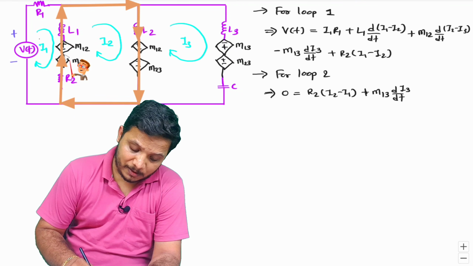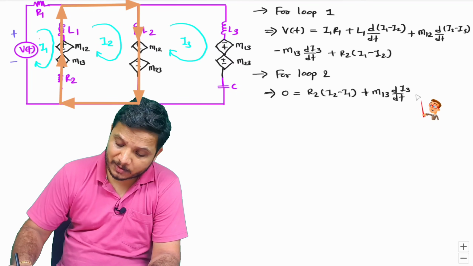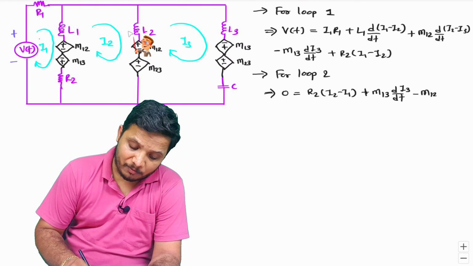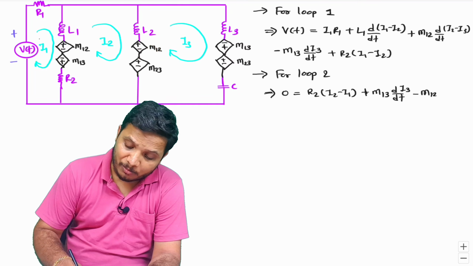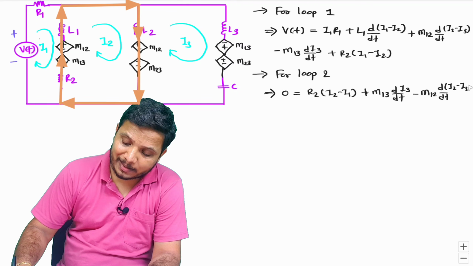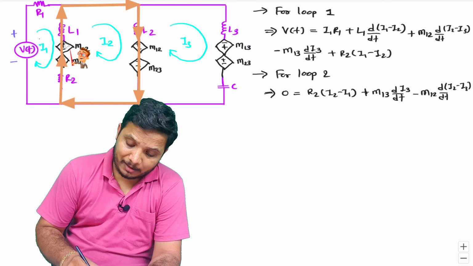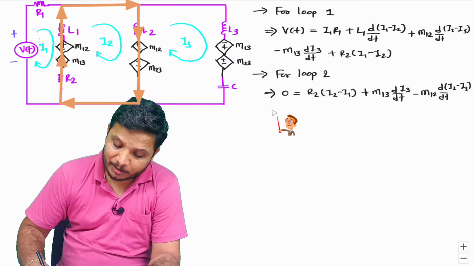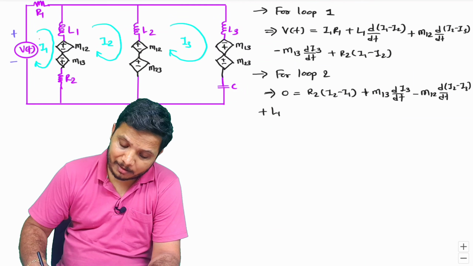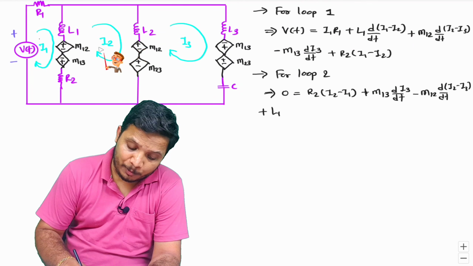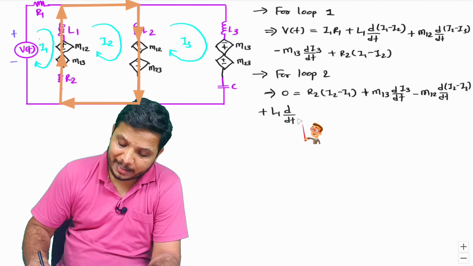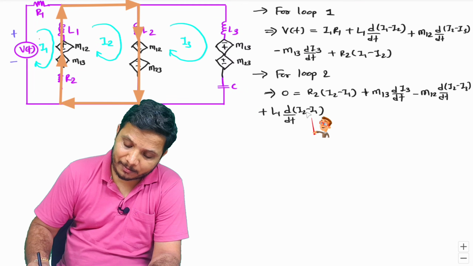Then M12 comes and it is having polarity minus, so I am writing minus M12, and M12 happens in between 1 and 2, so current through 2, that is I2 minus I3, so I need to say d by dt of I2 minus I3. Then we have L1, so I need to write L1, and plus that I need to write, and through L1 due to loop 2 current is I2 minus I1, so I need to write d by dt of I2 minus I1.